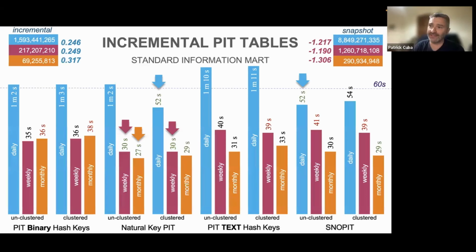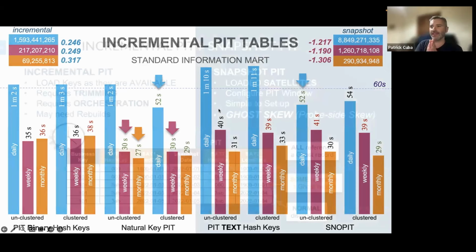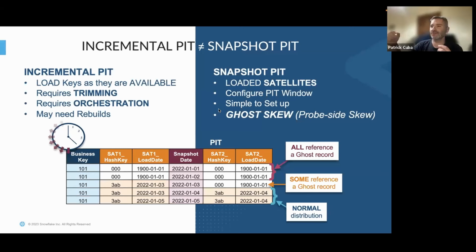So what I mean by skewness is when you take a snapshot of the data at a point in time, right? It's not guaranteed that the business key that you're retrieving, let's say on the 1st of October, existed on the 1st of Jan. So when you're running your snapshot pit, you're filling in those records with no match with ghost records. And for a snapshot pit this size, there's going to be a lot of them, right? Which to Snowflake generates a large amount of skew in the probe side of the table, which I'll get into shortly.